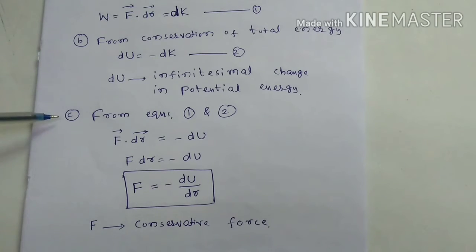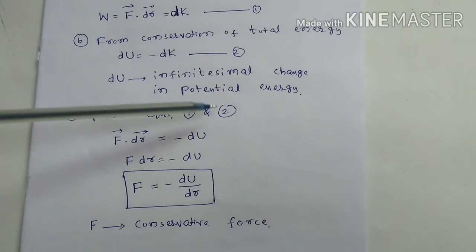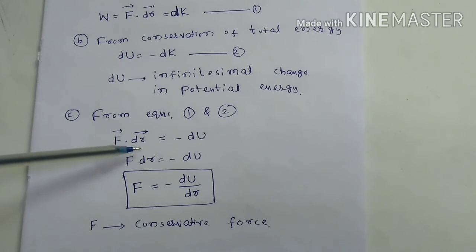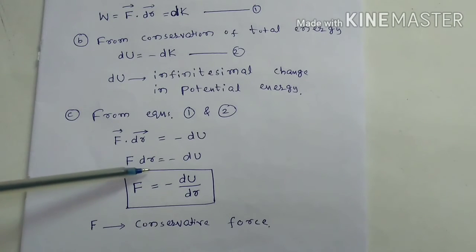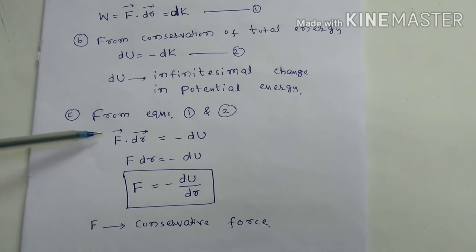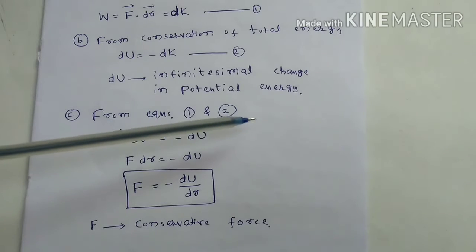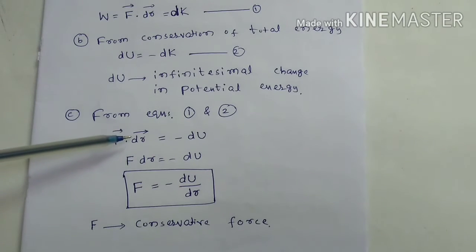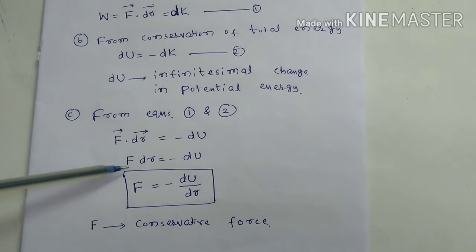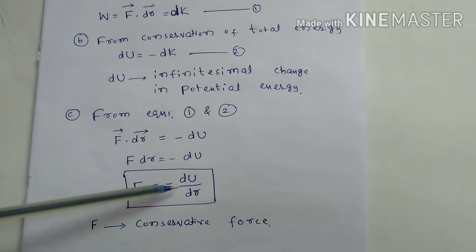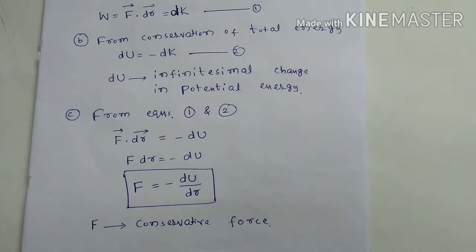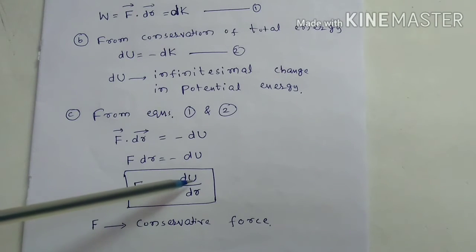The third step is like this. From equation 1 and 2, we can write F dot dr equal to minus dU. Force and dr both are along the same direction, so cos 0 is 1. That is why I am writing F into dr equal to minus dU. So F equal to minus dU by dr. This is the relationship between conservative force and potential energy U.